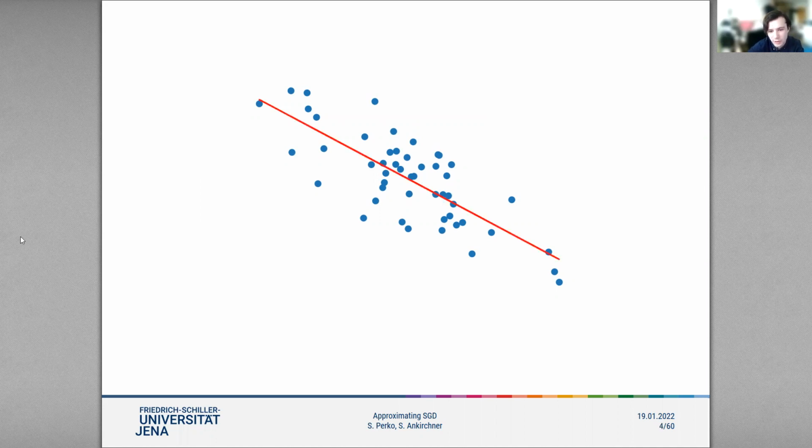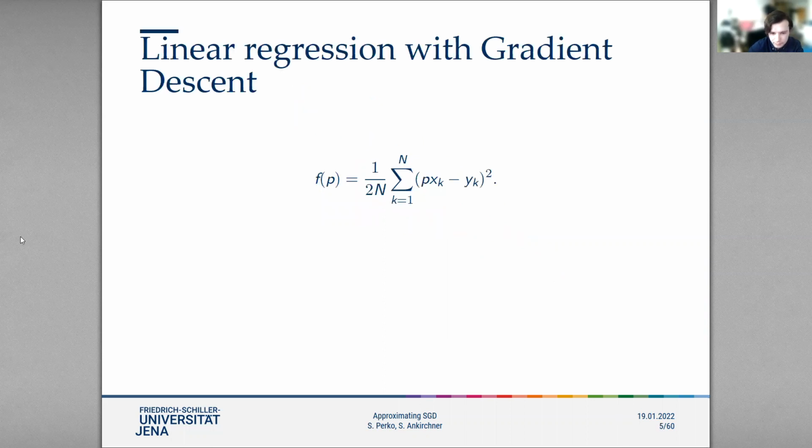So this might be the result of a linear regression. And the question is, how can we determine this line? Classically, we can, of course, solve a system of linear equations, but now we want to consider something else. We want to consider using gradient descent.